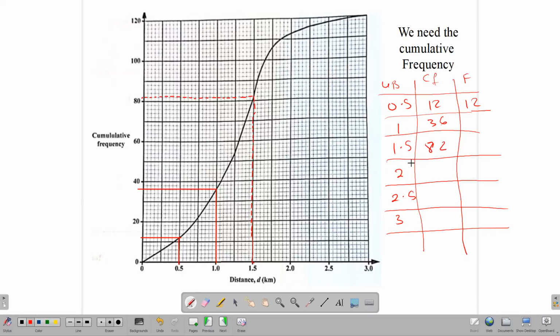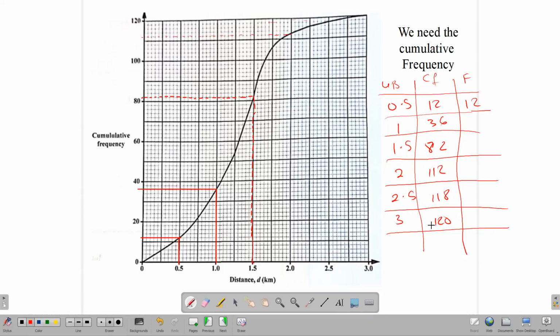And then the other one at 2, of course, we're going to follow this line all the way up here. And this would be our value right here. And then we go across. And that cumulative frequency is telling us that it's 112. And then the next one at 2.5 going all the way up here is 118. And of course, the final one is 120.